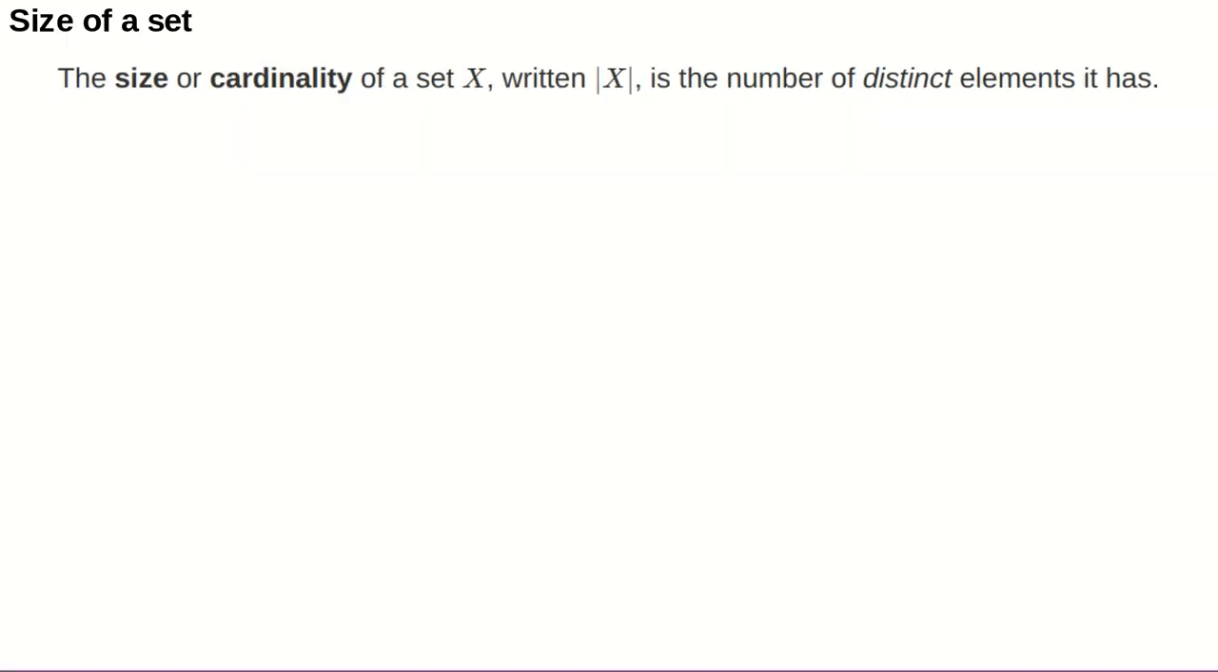Okay, next slide. We're now going to talk about the size or the cardinality of a set, which has a nice simple definition. The size or the cardinality of a set X, which we write like this with a straight line on either side, is the number of distinct elements which are in the set. So for example, if we take the cardinality of the set 1, 2, this set has size 2. And the cardinality of the empty set is 0. It doesn't have any elements, so it has 0 distinct elements.